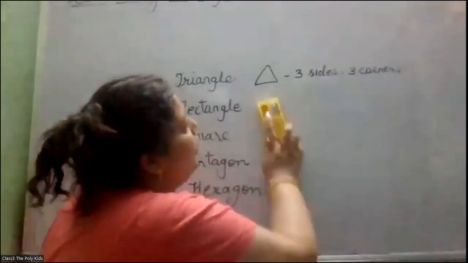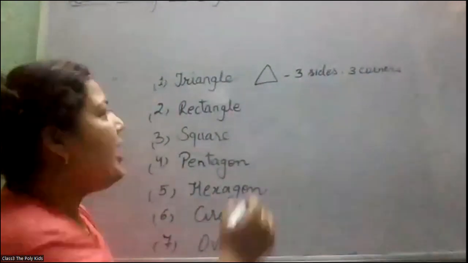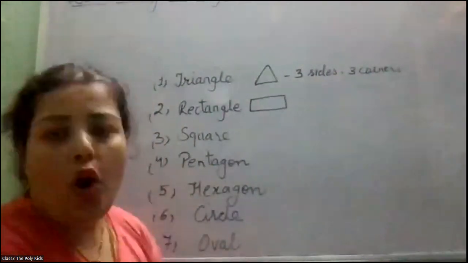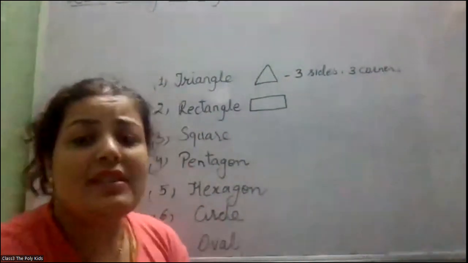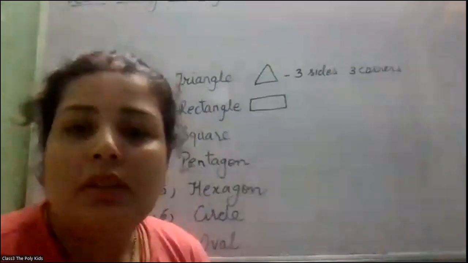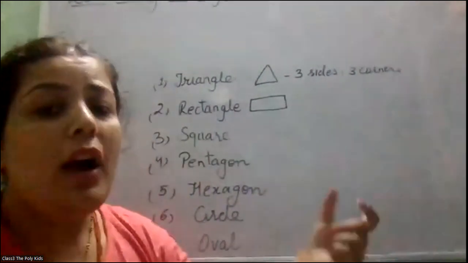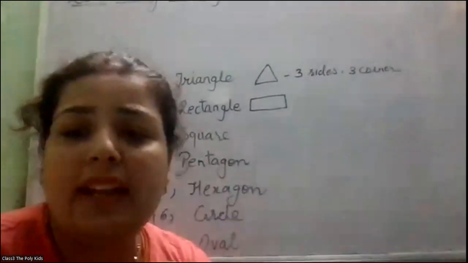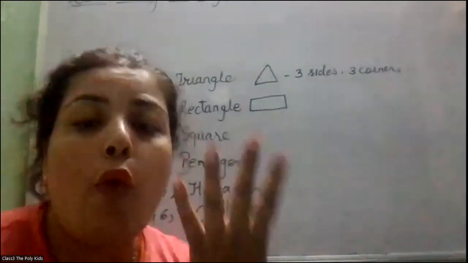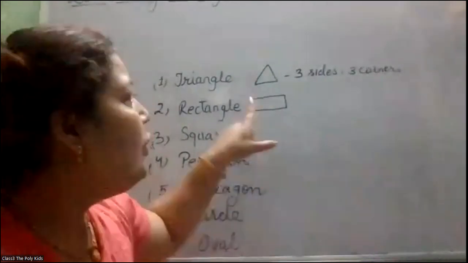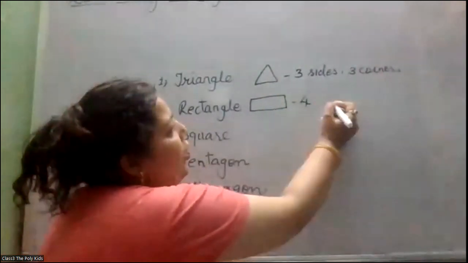Now, how many sides are there in a rectangle? This is a rectangle. Ma'am, 4. Four sides. Edge is the second name of side. Yes, the second name of side is edge. So how many edges are in the rectangle? That is 4. 4 edges.